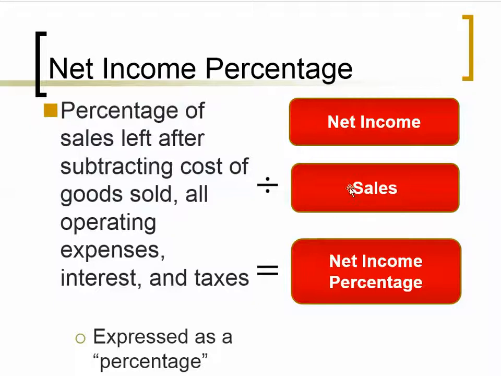Net income percentage is net income divided by sales. So that again is expressed as a percentage, and that's going to tell us how good the company is at generating net income, or how much income they generate for every dollar in sales. So perhaps you get a 9% rate here, net income percentage. That means 9 cents of every dollar sold goes as net income. Again, a higher number is going to be better.